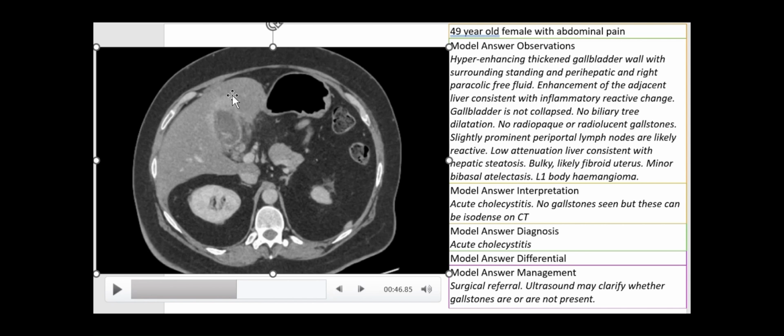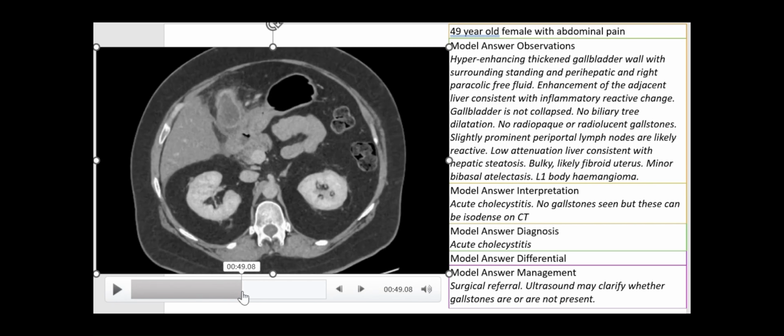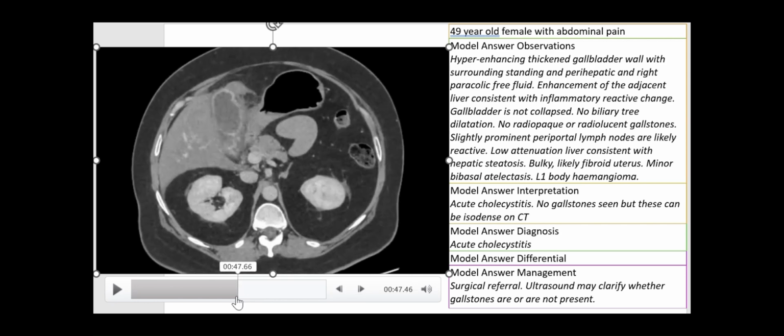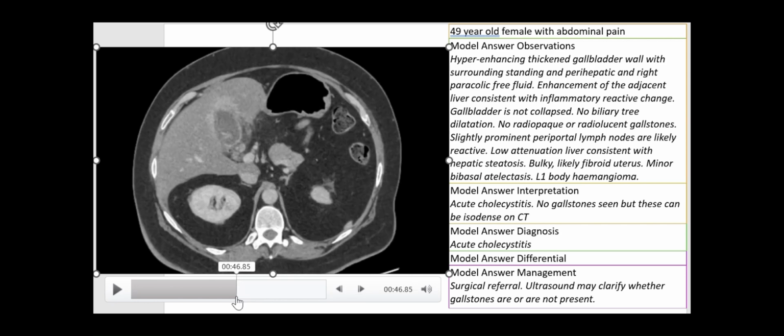The adjacent hepatic parenchyma shows enhancement, which is mostly due to inflammatory reactive change. The gallbladder itself is not collapsed, okay, and there are no gallbladder stones. No gallbladder stones, and it's not collapsed, okay.